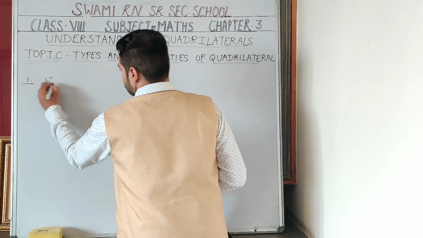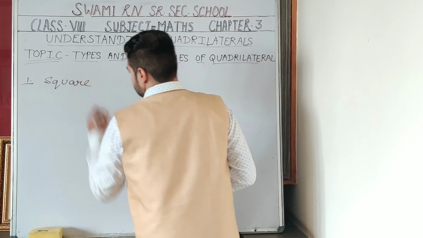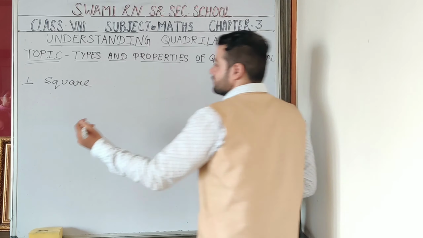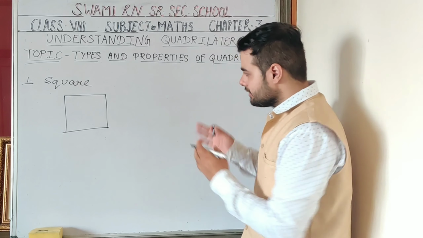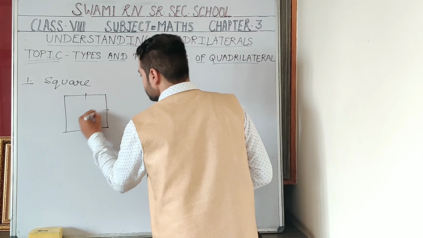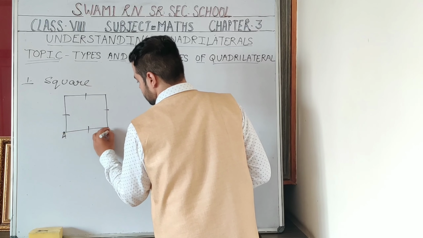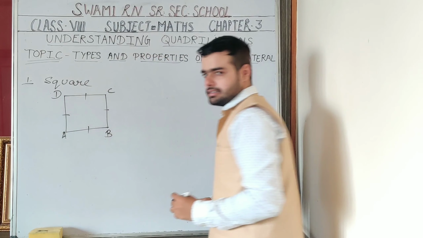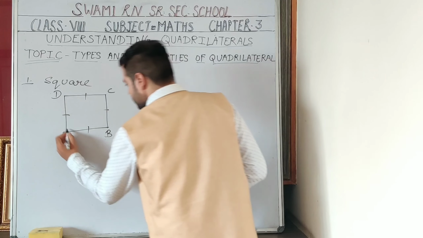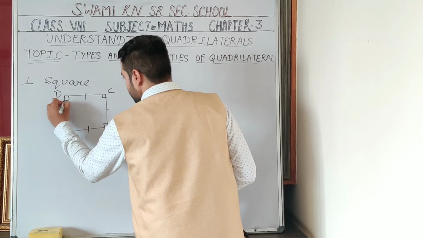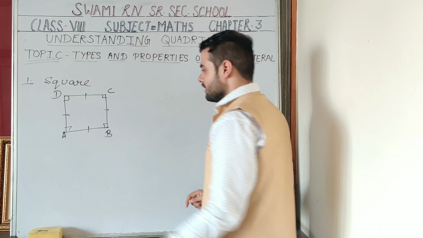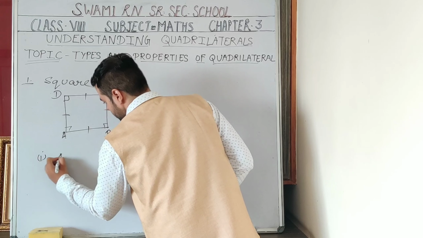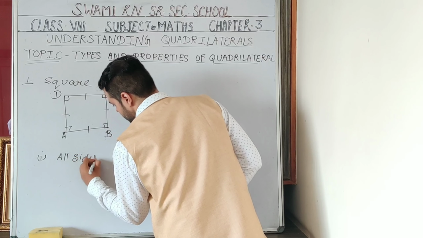First, I am taking the square. What is a square? First of all, we will discuss the square. In a square, all sides are equal to each other. Let me write the names A, B, C and D. Okay, students, in a square the second property is that all the angles are of 90 degrees. So my first property, all sides are equal.